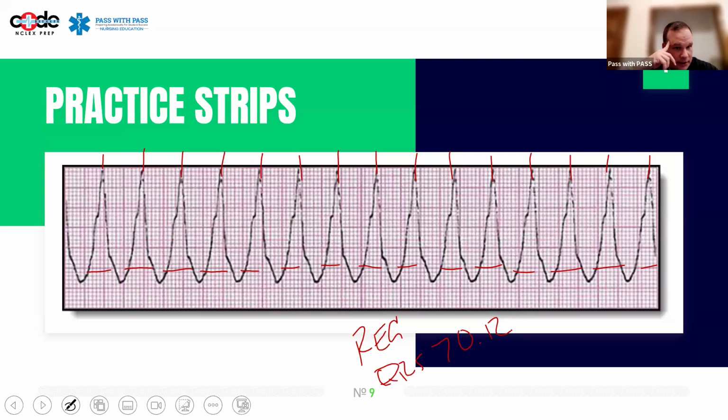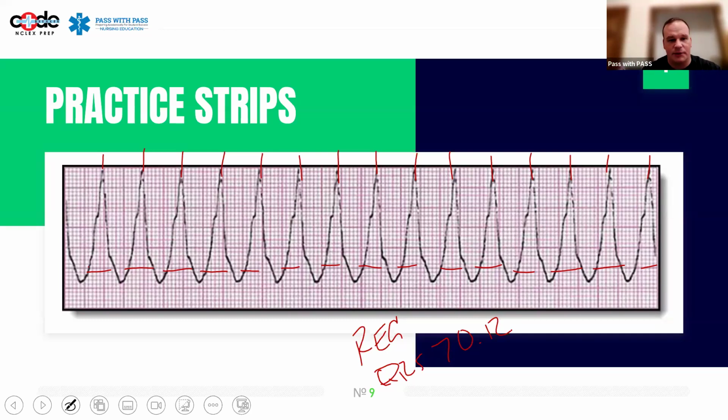Whether it's a PVC, whether it's an idioventricular rhythm, which just means it looks like this, but at a rate of anywhere from like 20 to 40 beats per minute, maybe 20 to 60, or it could be a VTAC. So it's regular, it's wide. Now, what is my rate?